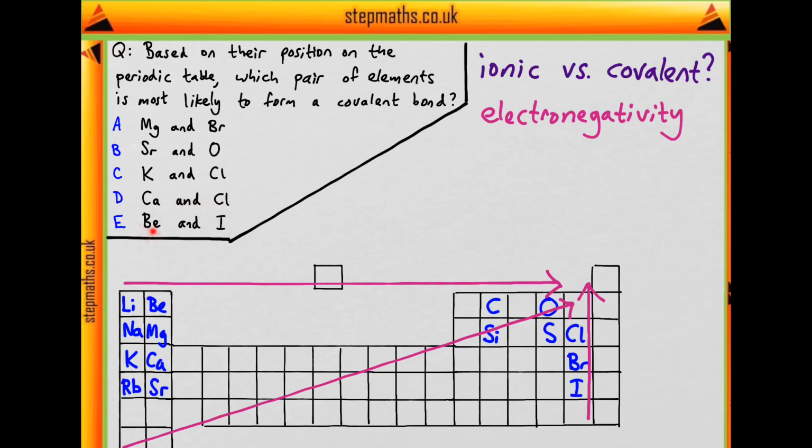Then finally, what about beryllium and iodine? So beryllium is at the top of its group, iodine is at the bottom, and we said that this will be the best because beryllium is going to be the most electronegative of the metals, and iodine is going to be the least electronegative of these non-metals. And so that means they're going to have the smallest difference in electronegativity, which we know is better for covalent bonding. So our final answer is beryllium and iodine, which is E on the question paper.